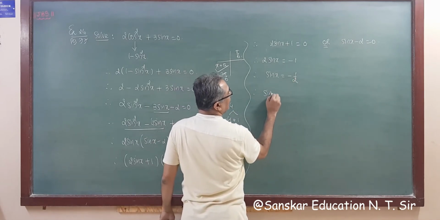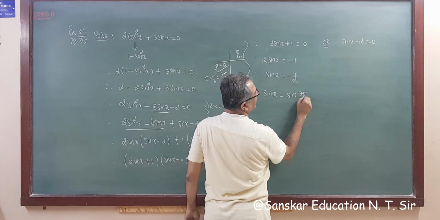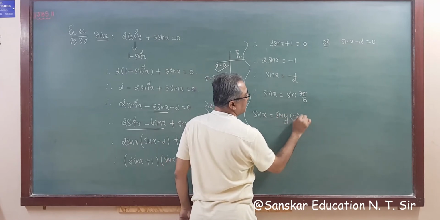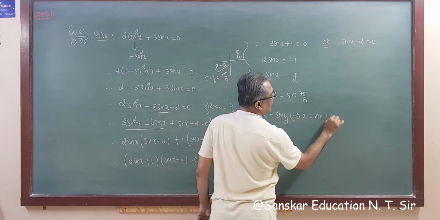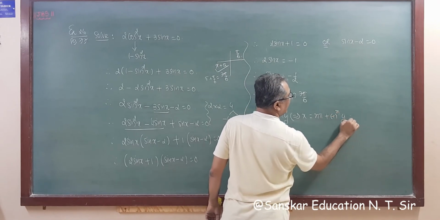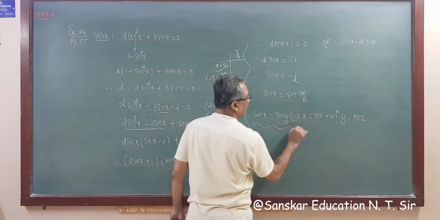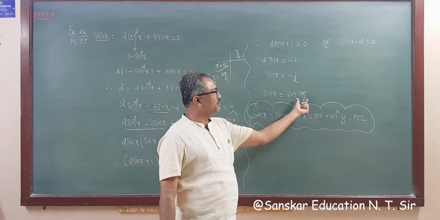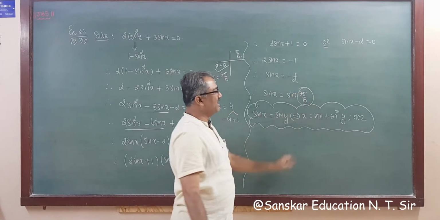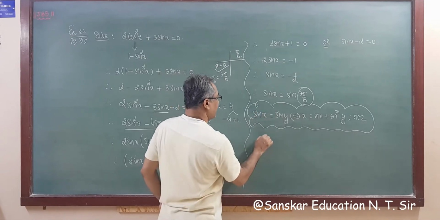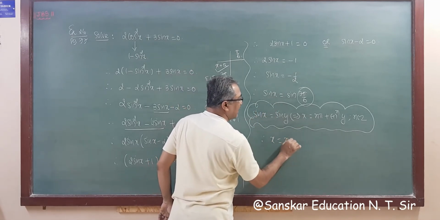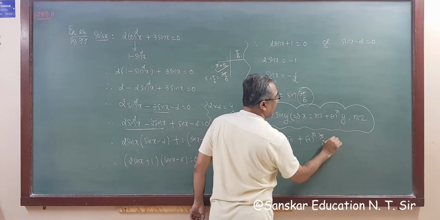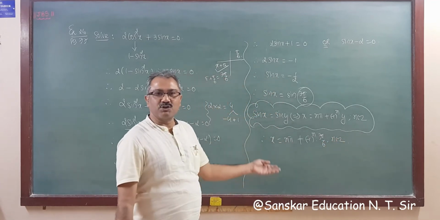So what we get? Sin x is equal to sin 7 pi by 6. Now we have the formula, theorem number 1: sin x is equal to sin y implies x is equal to n pi plus minus 1 raised to n into y, n belongs to z. This is the formula that we have to apply. So this is your y, and x is x only here. Therefore x is equal to n pi plus minus 1 raised to n into 7 pi by 6, n belongs to z. So this is your solution set.